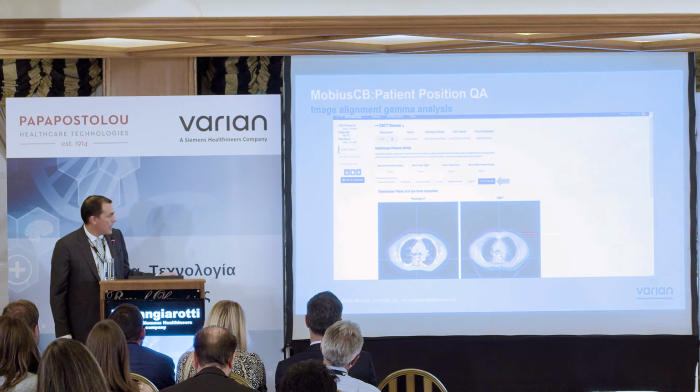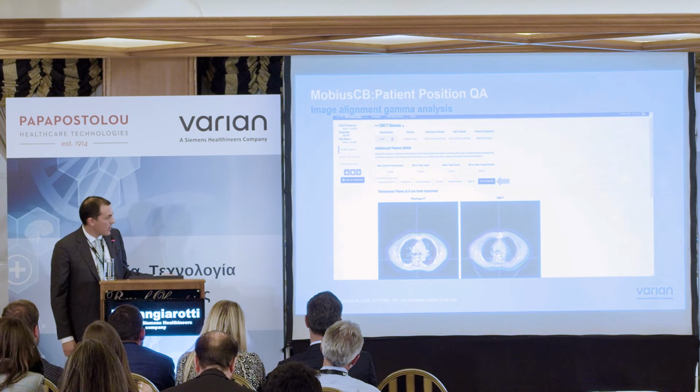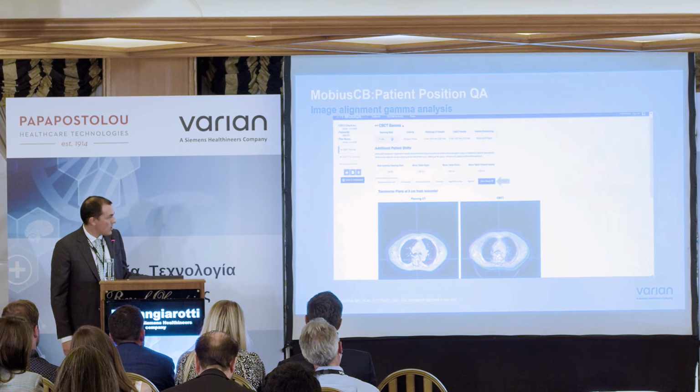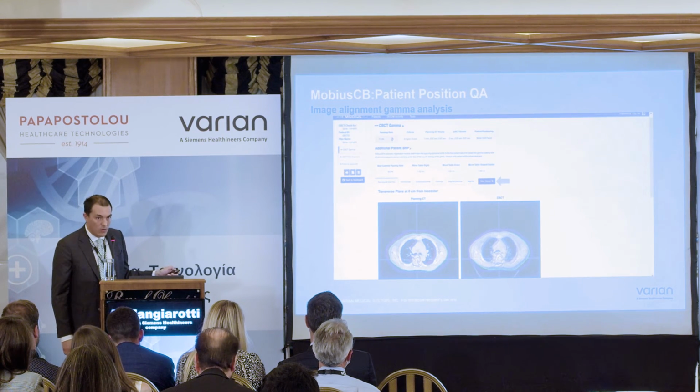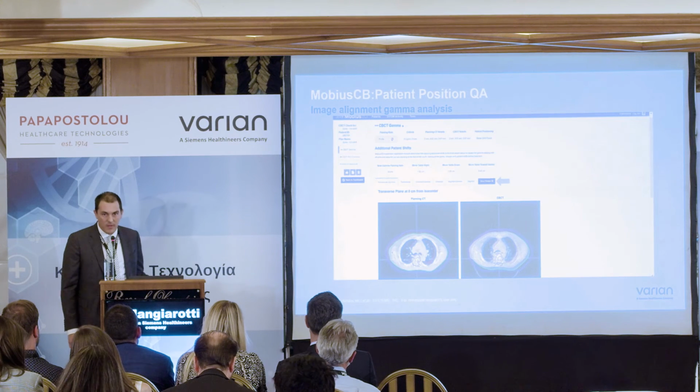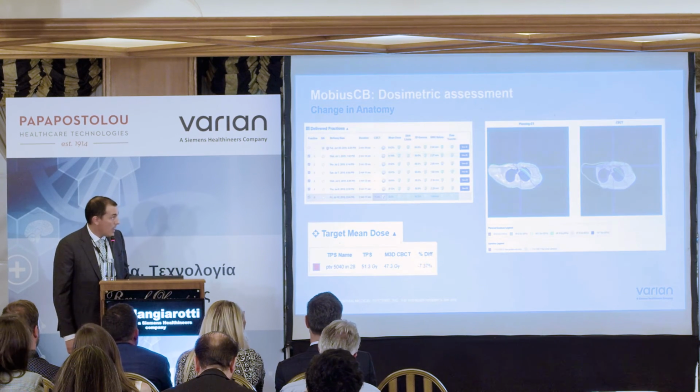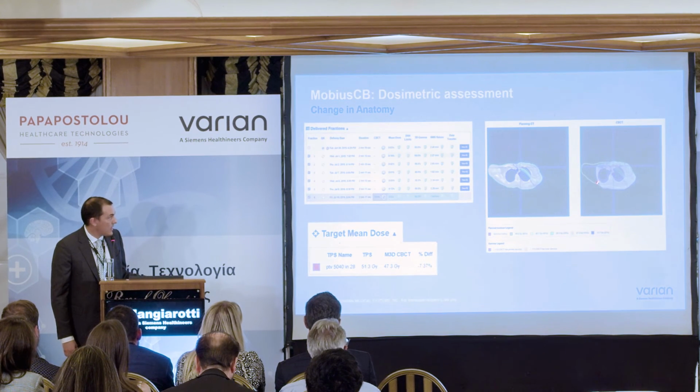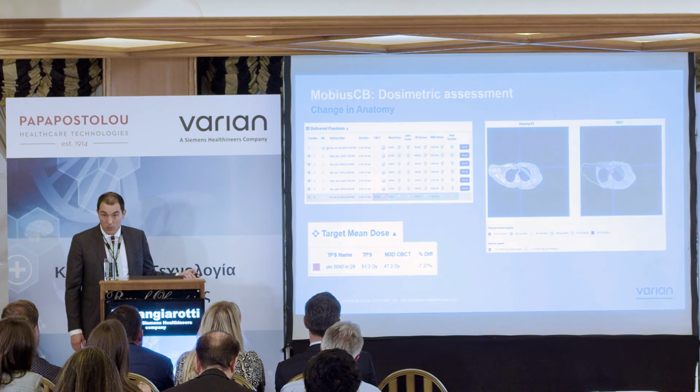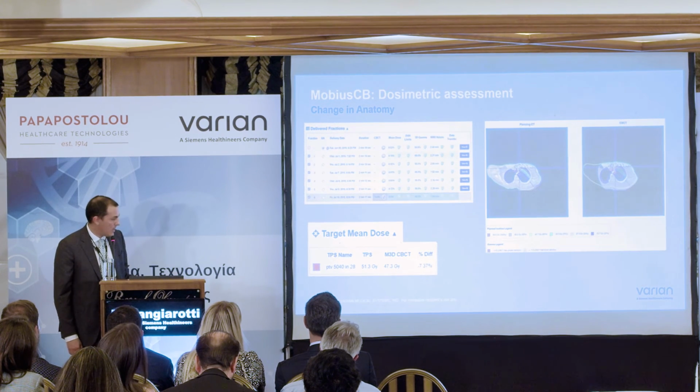Here are some images of how Mobius looks like in the CombiNCT module. Here you can see that some anatomical changes occurred, so it's very easy to detect. You can set your threshold here, so it's very easy to see if something goes wrong. And again, here you have the CombiNCT with the dose recalculated directly by Mobius and the gamma analysis.